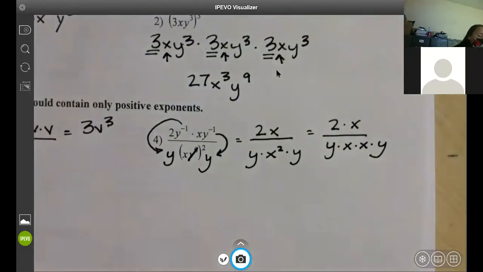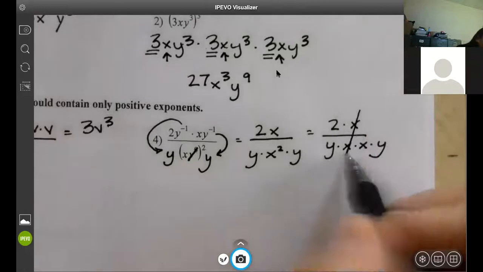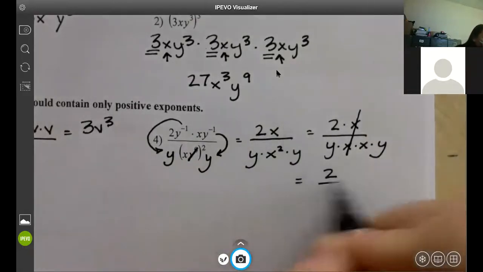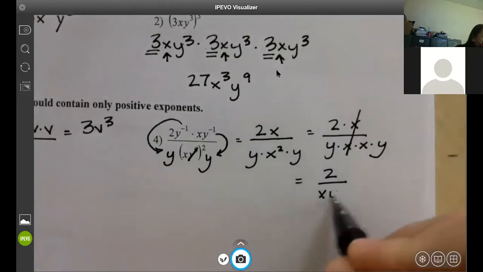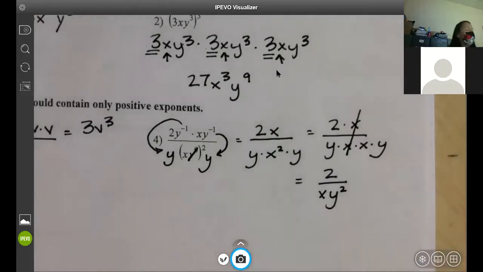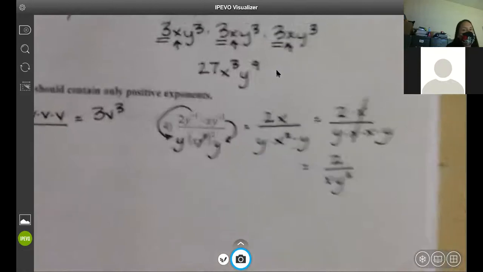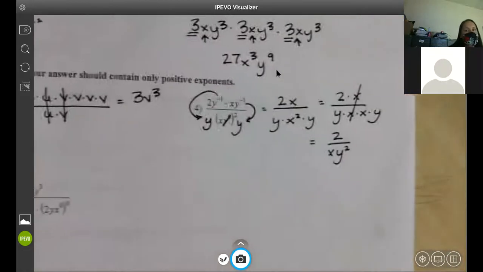If it's the same on the top and the bottom, I can cancel it out. So we can cancel these x's out. And then we write our leftovers. We have a 2 on top. We have an x and 2 y's. And that is it. Any questions? Number 4. Watch those negative exponents, move them from top to bottom, bottom to top, either way. All right, try to keep that one on there while I look at the next one.